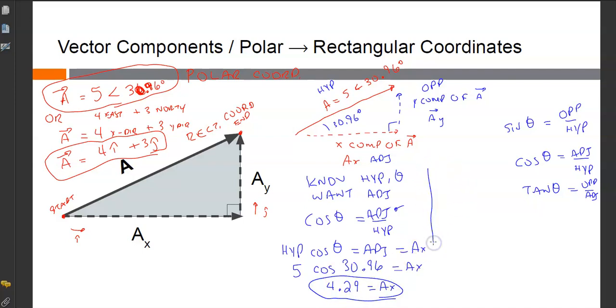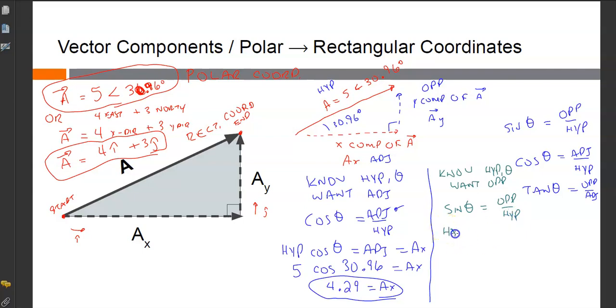And then I can start over again. Now I've got two sides of a right triangle. I could use the Pythagorean theorem, but we're trying to talk about sine, cosine, tangent. So let's do it that way. Now we see that I know the hypotenuse and theta, and I want the opposite. I want the y component. So I'm looking for something that has opposite and hypotenuse. That, of course, would be sine. So sine theta equals opposite over hypotenuse.